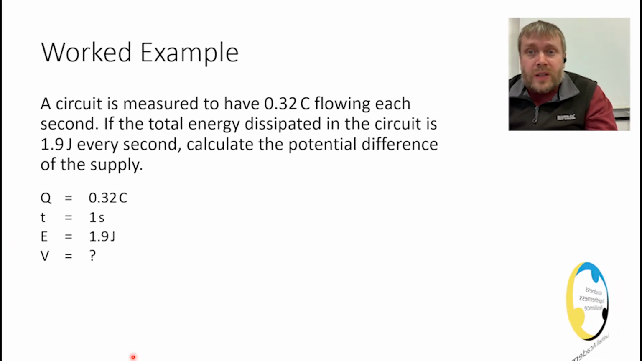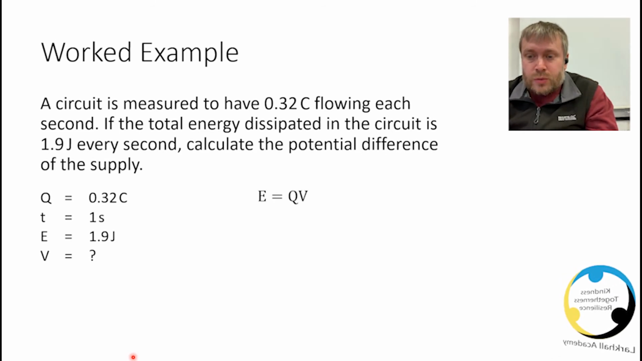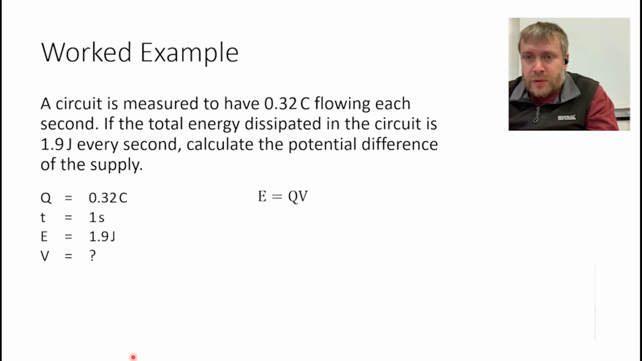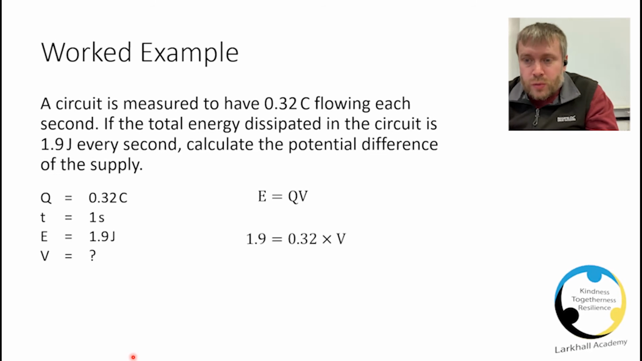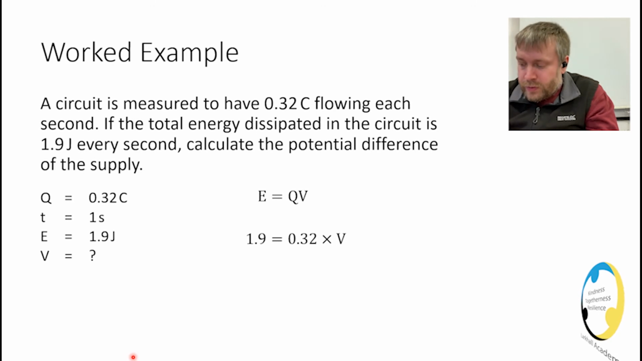For our first mark, we're going to write down our equation. So E is equal to QV. Brilliant. Pat yourselves on the back, give yourselves a mark. Second mark will come from substituting in our numbers. So 1.9 is equal to 0.32 times V. Brilliant, you've got your second mark.